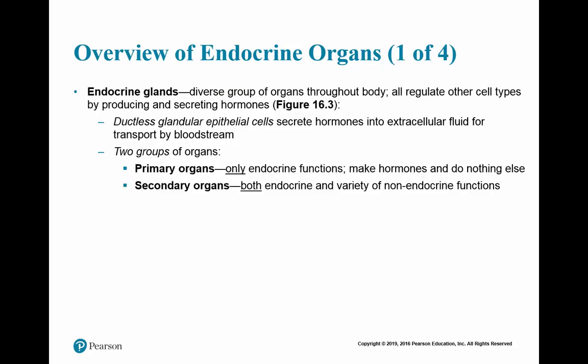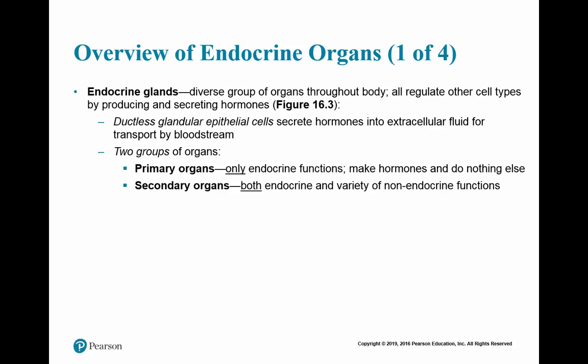Now this begins objective 3 on your list. This is endocrine glands. Endo means inside, so they secrete inside. They make and secrete these hormones. And the ductless glandular epithelial cells, those are like the goblet cells in the columnar tissue, as well as what's in the glands, secrete hormones into the extracellular fluid, and it gets transported into the bloodstream, because that's a characteristic of all endocrine glands. It's going to go into the bloodstream.